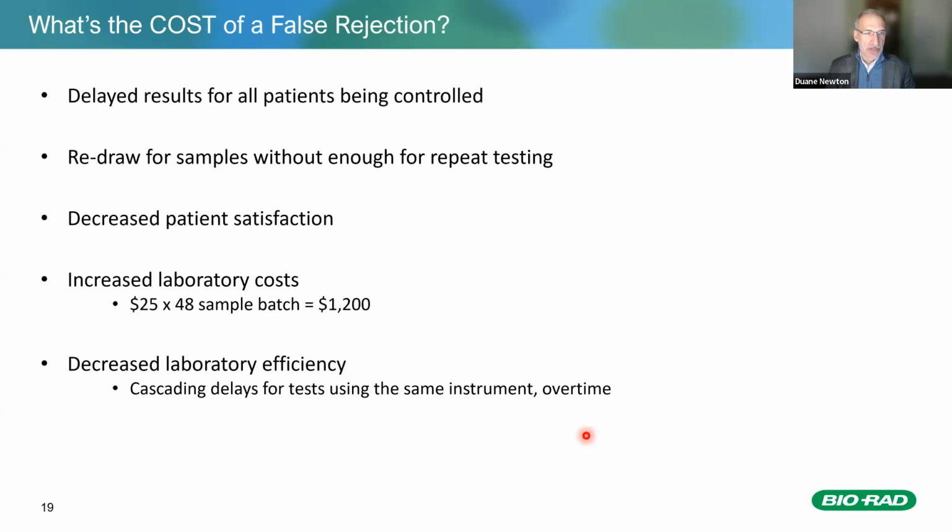Using a very conservative estimate of $25 a test, a single rejection of a batch of 48 is $1,200, and the more you do that, the more that accumulates over time. And that's just the cost of reagents, not including the cost of your time. So I think we can see that the efficiency and the cost impact of these errors can be pretty significant in a variety of different ways. And so what we really want to do is figure out where these errors are occurring. Do we have mechanisms in place to detect them? And can we improve our ability to prevent them from happening in the first place?